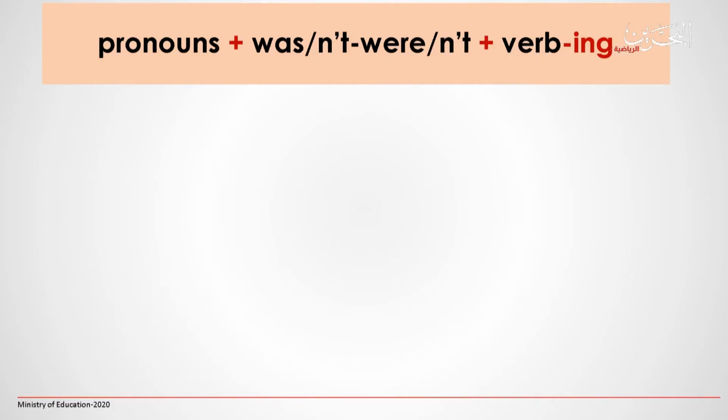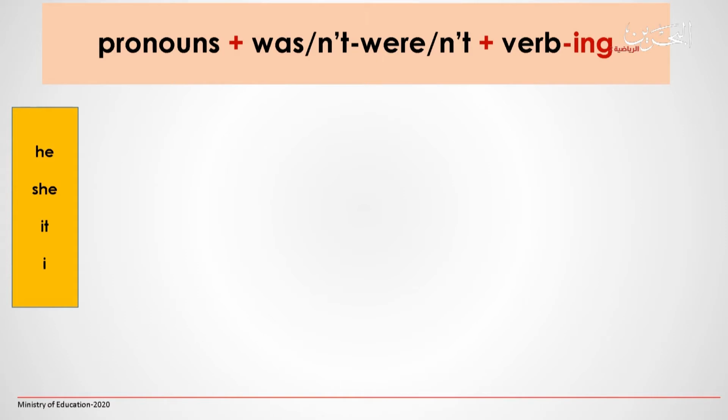Now, if we are going to write sentences, we are going to use this form. We are going to start with pronouns and then we are going to add was or wasn't if we are going to talk about singular, were or weren't if we are going to talk about plural, and then we are going to add a verb with past continuous, which is ing.